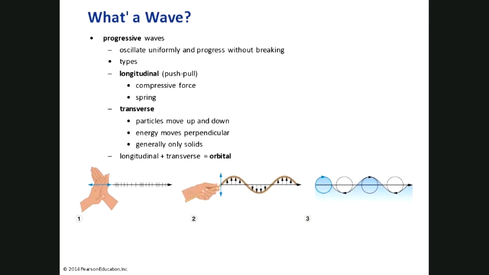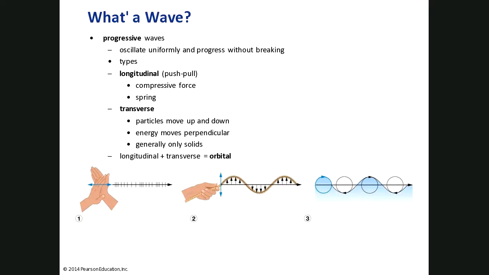what is a wave? Well, a wave basically is an oscillation back and forth, right? And we can talk about waves that are progressive waves, waves that move in a uniform fashion without breaking. Waves can be a longitudinal type push and pull. That's what they're showing you. The clapping of your hands. When you clap your hands and you send out sound waves, what you're doing is you're actually causing a mixture of a compressive force and a release of that compressive force. It works like a spring.